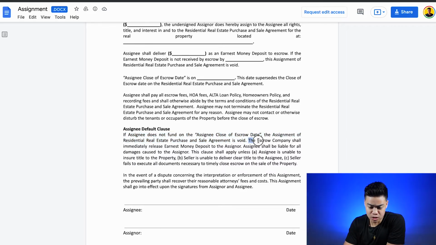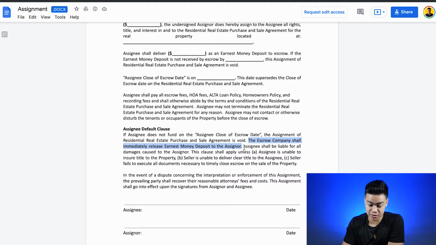It's no longer working. Next thing that we read, the escrow company shall immediately release earnest money deposit to the assignor. That's you, the wholesaler. So if the assignee or the end buyer does not buy the home, they cannot perform, cannot bring the funds to the table at closing, the escrow company is instructed to release the earnest money deposit that they give to you, the assignor or the wholesaler. So there's specific instructions for the escrow company to where the earnest money deposit goes in this specific scenario of the end buyer not being able to perform.